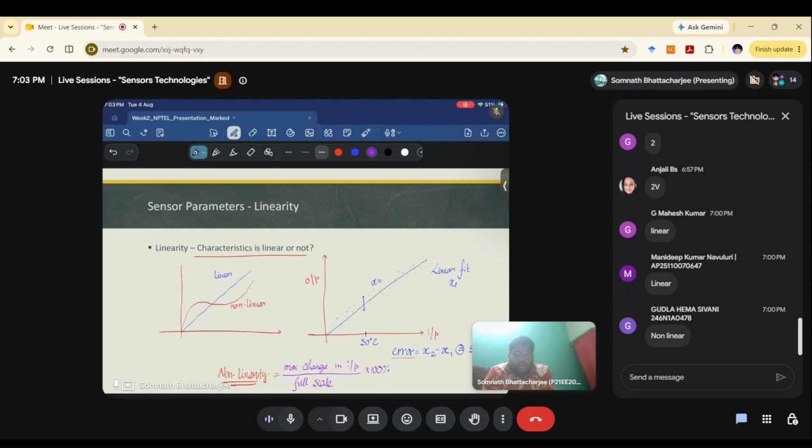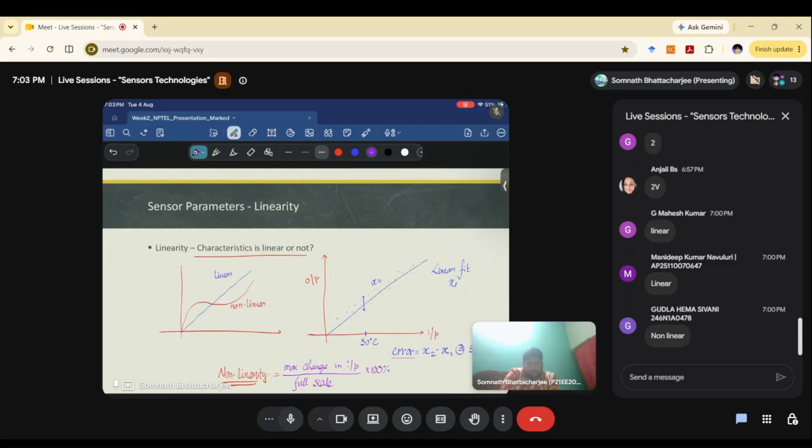So is there any question about this linearity? Are there any questions about linearity? If not, then we'll move to the next parameter. Okay, that's fine. So let's move on to the next parameter.